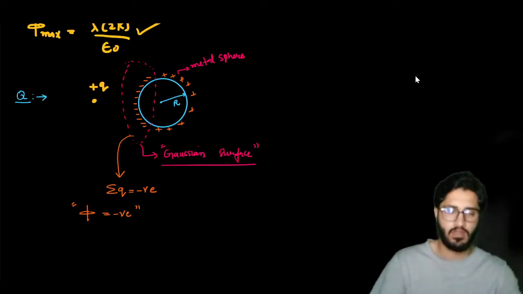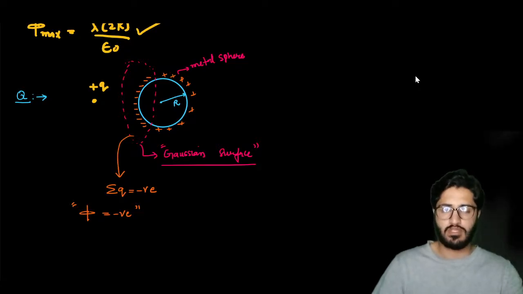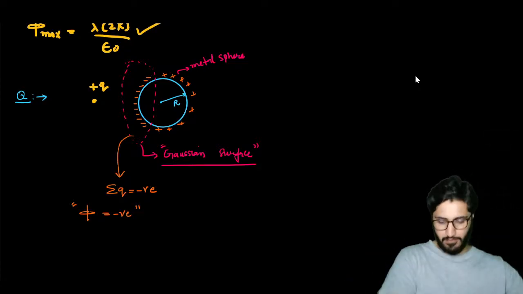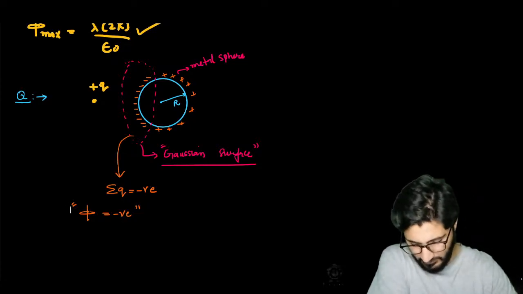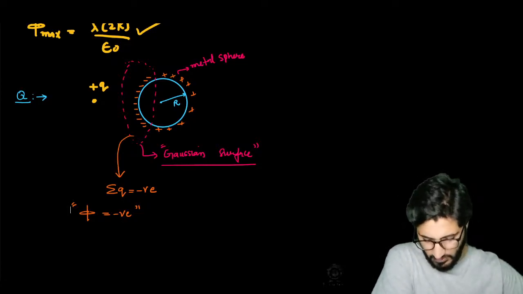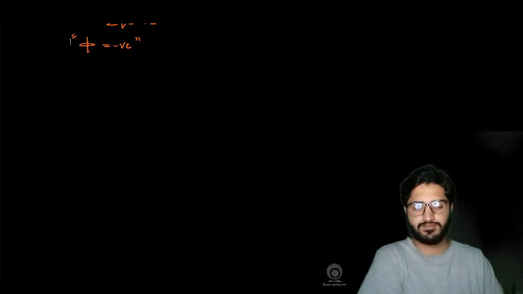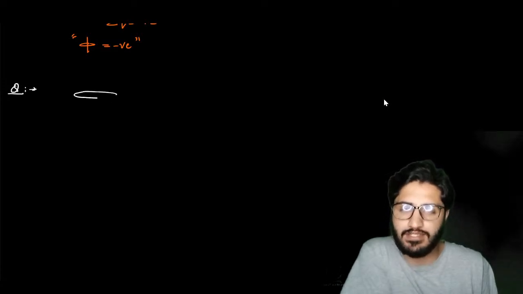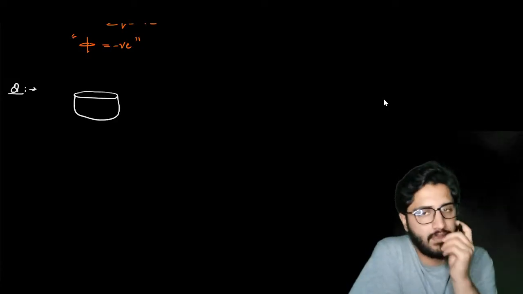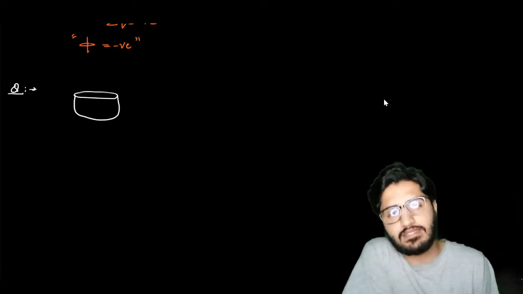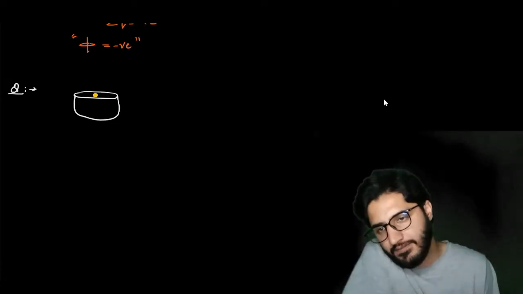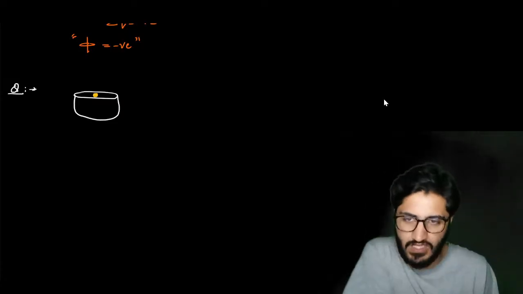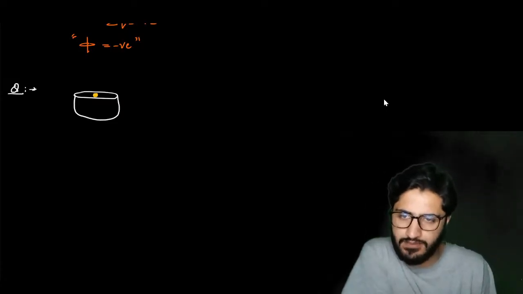Okay, look now. Let us do some more amazing numericals from it. Now we have a bowl-like structure, the hemispherical bowl, and my charged particle is at the surface. This is my charged particle, which has charge Q.